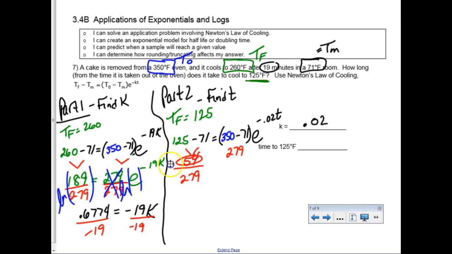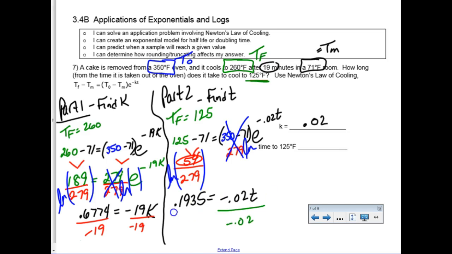All right, so we have to apply the natural log next. So we have the natural log of what I hope is 54 over 279. And then these cancel. Natural log. Wow, this could not look any messier, huh? All right, so you have 0.1935 equals negative 0.02t. And then dividing both sides by negative 0.02, you find that from the time it comes out of the oven, it takes 82.1 minutes to cool down. And again, it'll tell you where to round on the test, I believe. I'm really sorry about how ugly that looks.